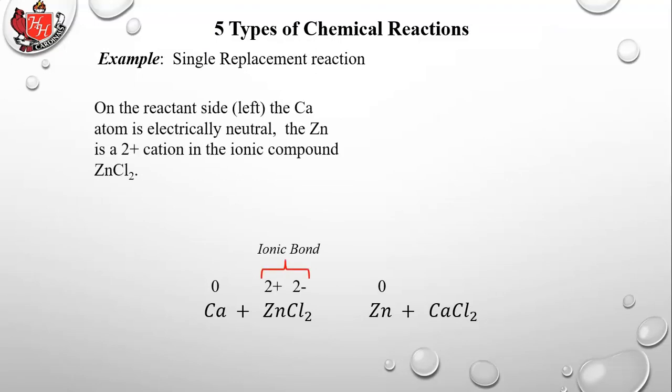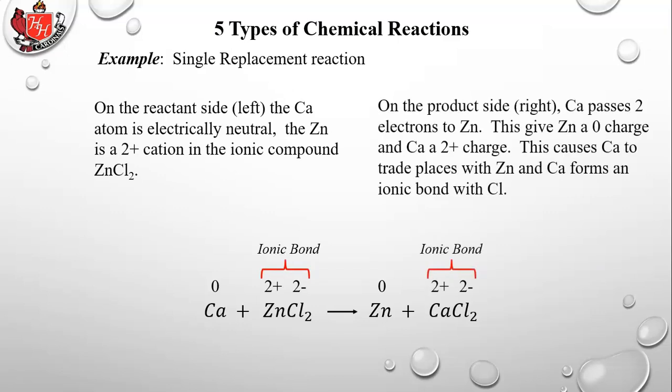On the reactant side, the left, the calcium atom is electrically neutral, so we just made that statement. On the product side, the right, calcium passes 2 electrons to zinc. This gives zinc a 0 charge and calcium a 2+ charge. This causes calcium to trade places with the zinc, and calcium forms an ionic bond with chlorine. So it's now calcium chloride.